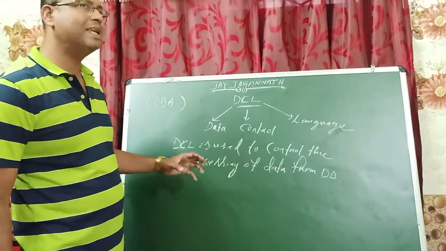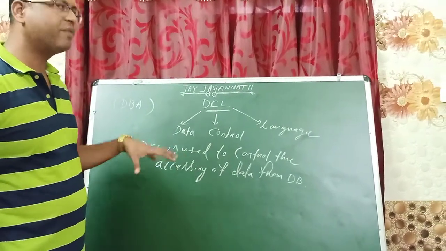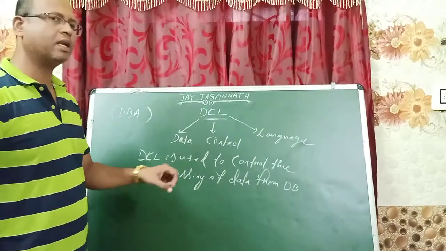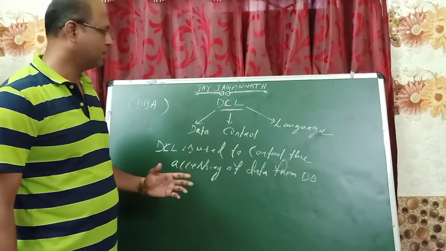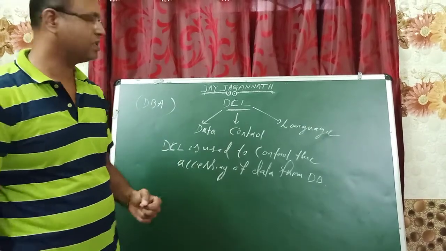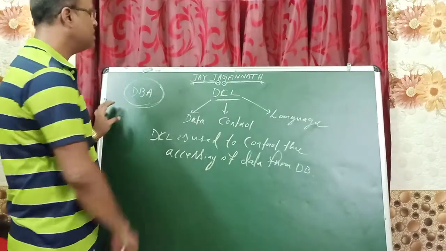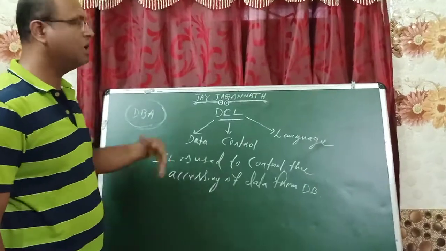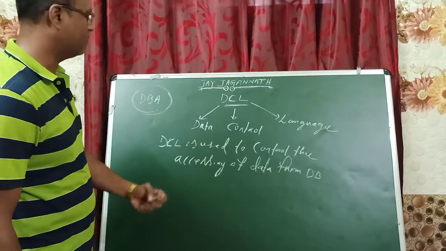DCL is related with security issue. We must have a control, we must have restrictions on the database. It means that anybody cannot access any portion of data from the database. To access the data from the database, one has to take permission from the DBA. The DBA is responsible to give the permission to one user or public to access the data from the database.